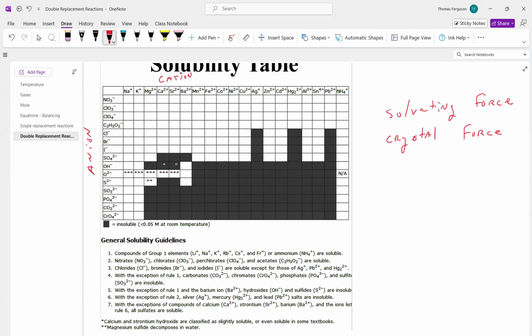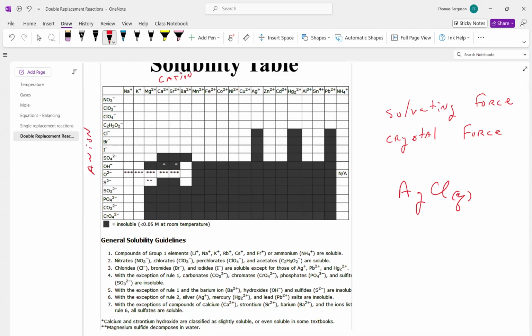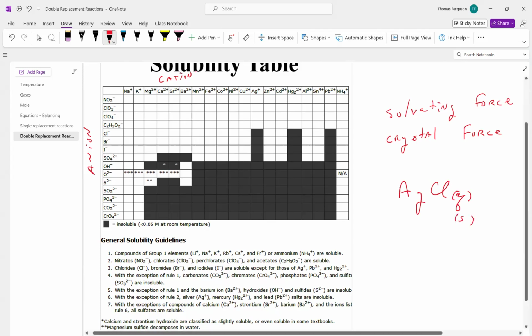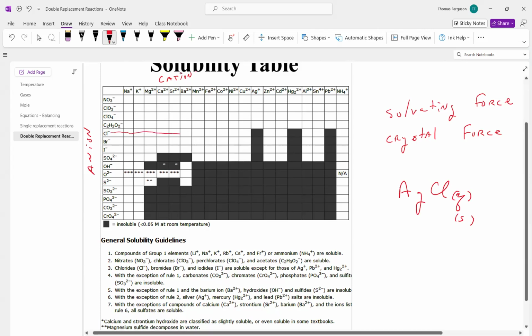So let's say, is that silver chloride going to be aqueous or S? Which is it going to be? So what you do using this chart, you're going to find chloride right here. And here's silver. That's where they come together. So because it's black, they form a white solid.